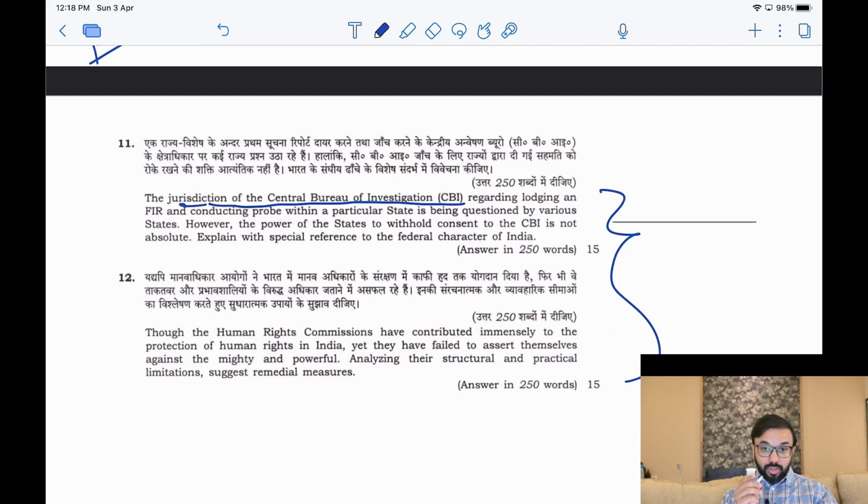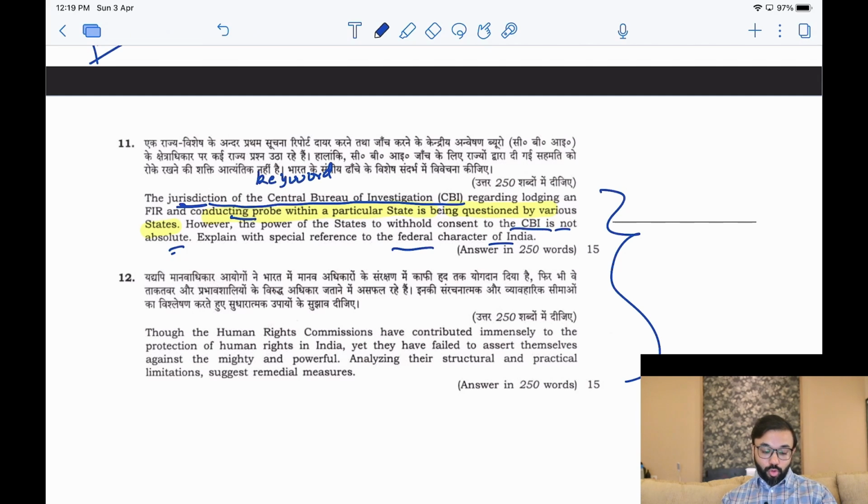Now इसमें keywords पढ़ने के साथ ही एकदम लग रहा है कि keyword क्या हो सकता है, jurisdiction of CBI regarding lodging of an FIR and conducting probe within a particular state is being questioned by various states. Okay. However, the power of the states to withhold consent to the CBI is not absolute. Explain with special reference to the federal structure character of India.